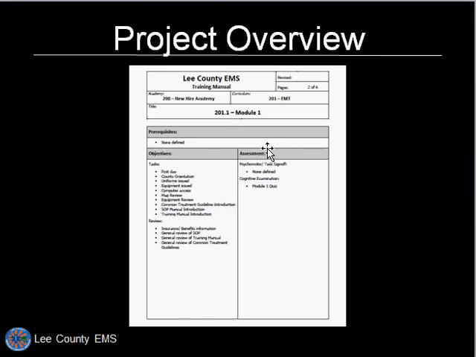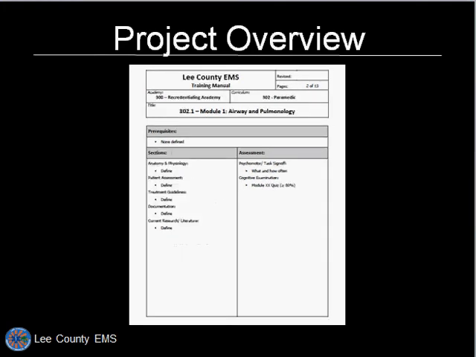And here is the assessment section. How are we going to ensure that the objectives are being met by the individual, and making sure we capture the opportunity to teach or re-educate on things that are being missed? This is another example. Under Academy, this is the Recredentialing Academy for paramedics. This will be Module 1, which will encompass airway and pulmonology.